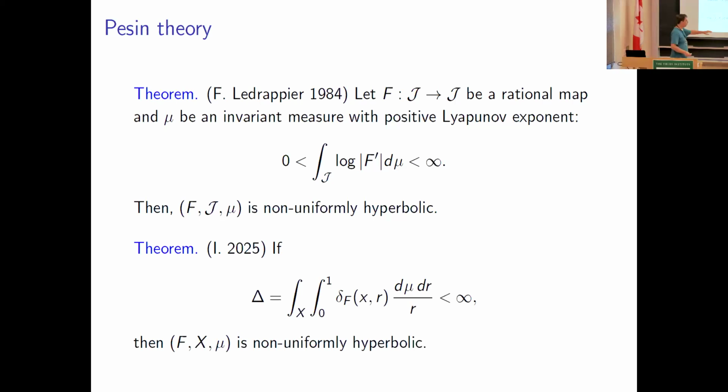So let me define this quantity, delta F XR. This quantity, delta F, is the linear distortion of F near X at scale R. And it measures how far away F is from being a linear map in the ball centered at X of radius R. What this theorem says is that if the total linear distortion at small scales is finite, then you have non-uniform hyperbolicity.